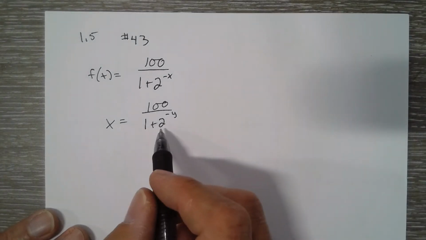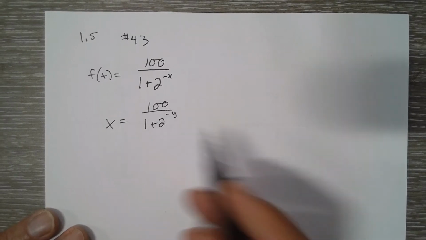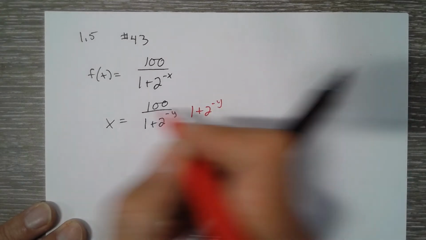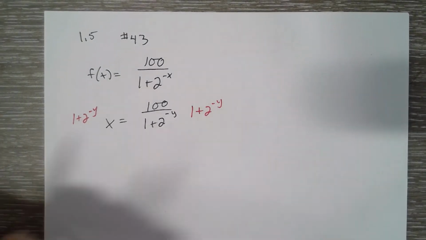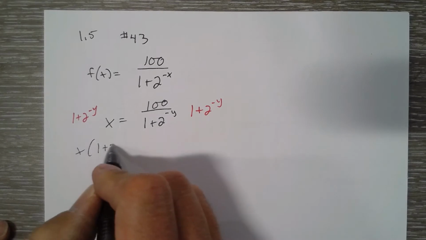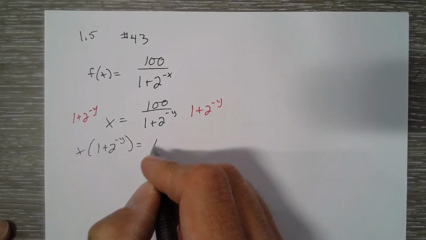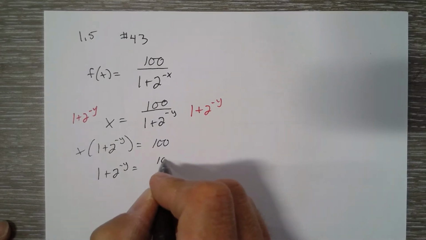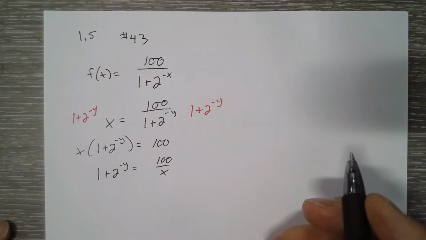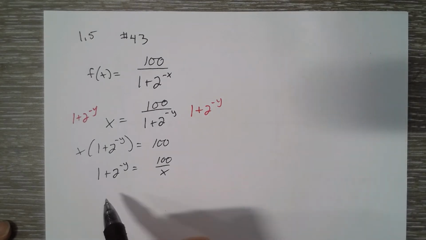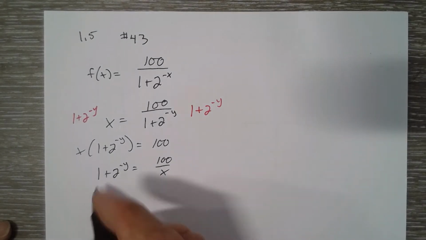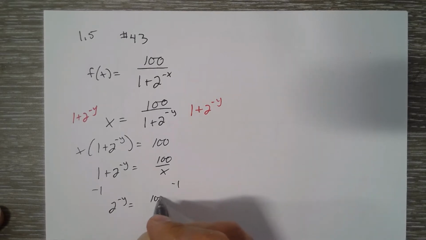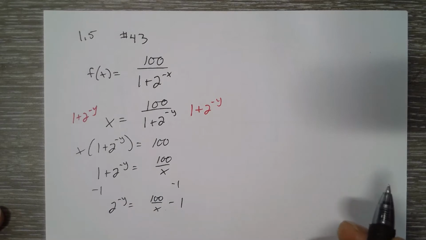Simply, yeah, not all that simple. So I'm going to multiply both sides by this in the bottom. So multiply by 1 plus 2 to the negative y. So it's just x times 1 plus 2 to the negative y equals 100. And I'll divide by x. Maybe subtract 1. There's different ways of doing it. So 2 to the negative y equals 100 over x minus 1.